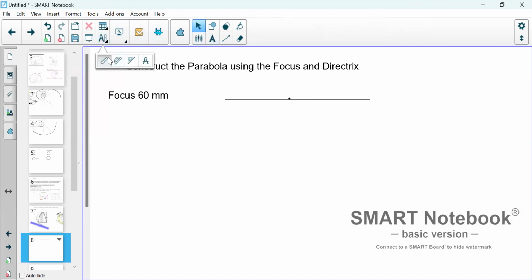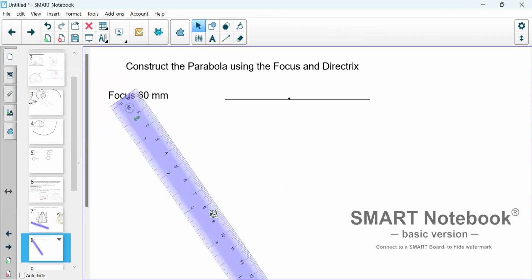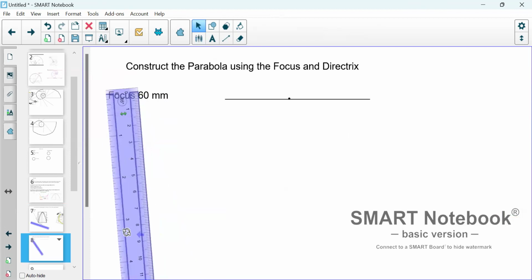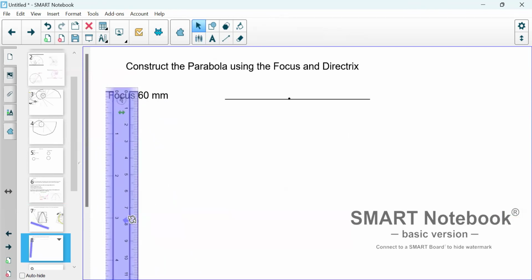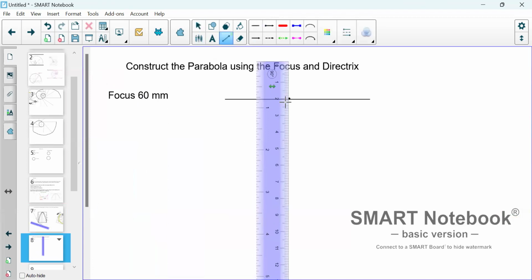And then I'll use a ruler to get a line which is perpendicular to this one. So I simply draw down that line. Again, there is no specific length for that.